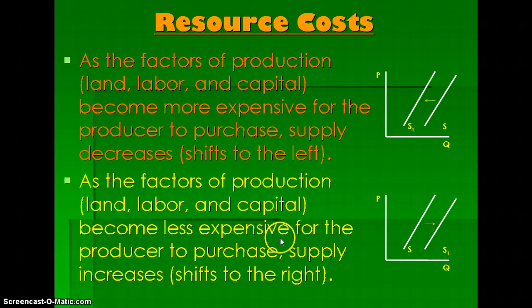As the factors of production, land, labor, and capital, become less expensive for the producer, if they become cheaper, well then as a producer I want to produce more of my product because it's cheaper for me to make and I can make a bigger profit when I sell it because it didn't cost me as much to make it. So the supply is going to go up. That's a shift to the right.